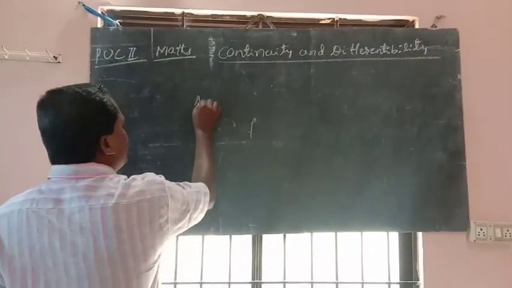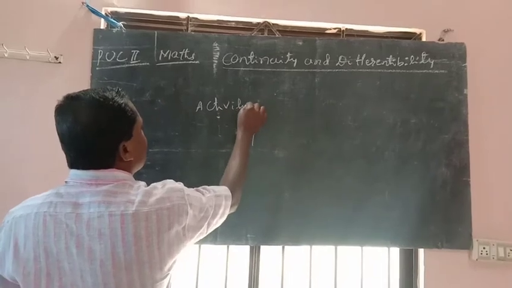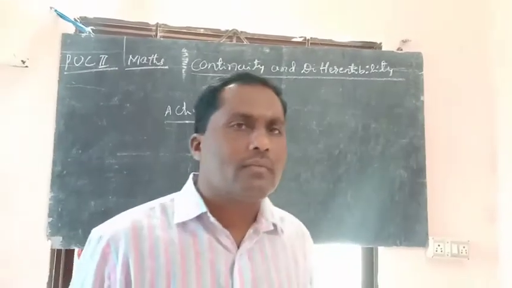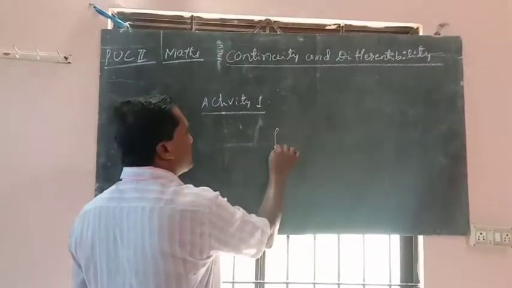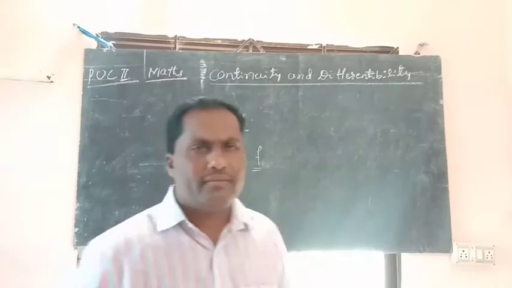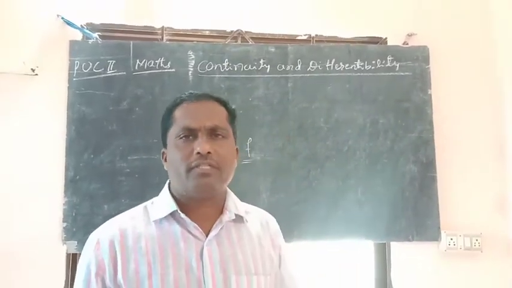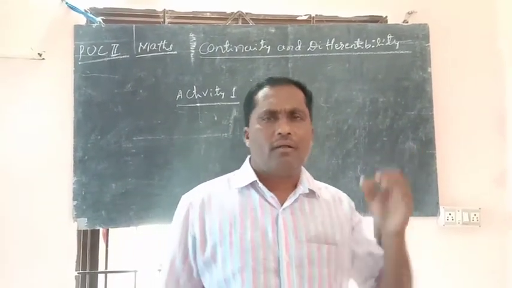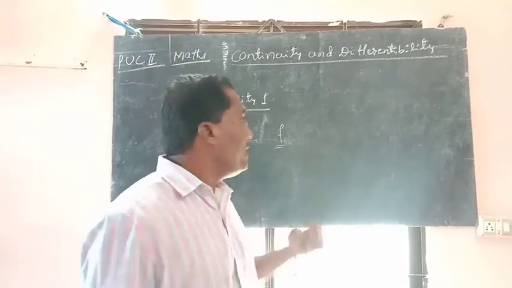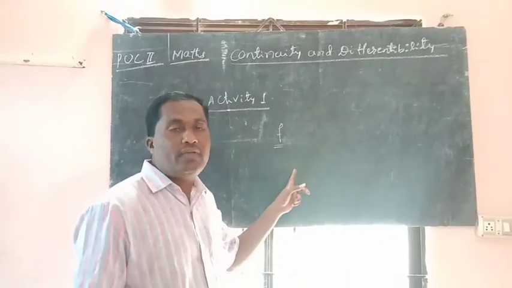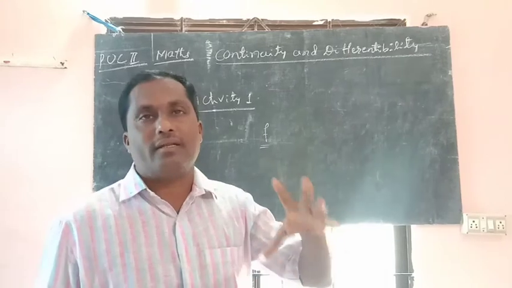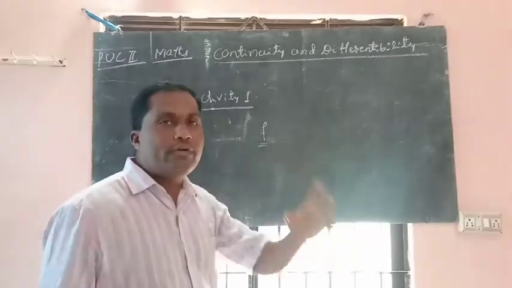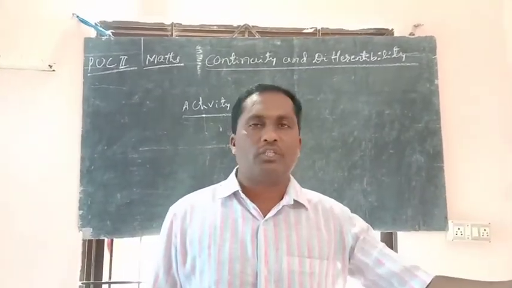Activity number 1. F is called a real valued function. It may be real numbers, including natural numbers, integers, and rational and irrational numbers also. So that is called F. F is called a real valued function. This real valued function holds good for a continuous function.